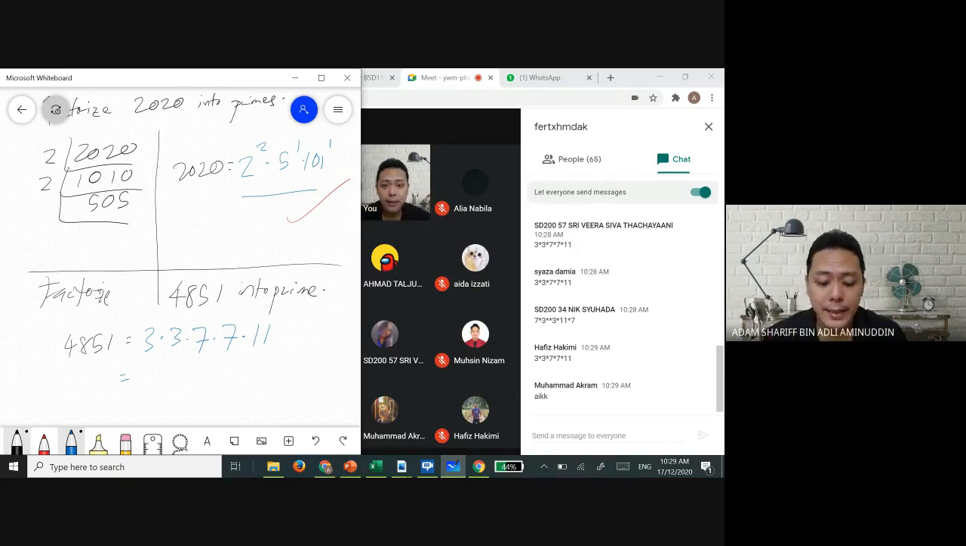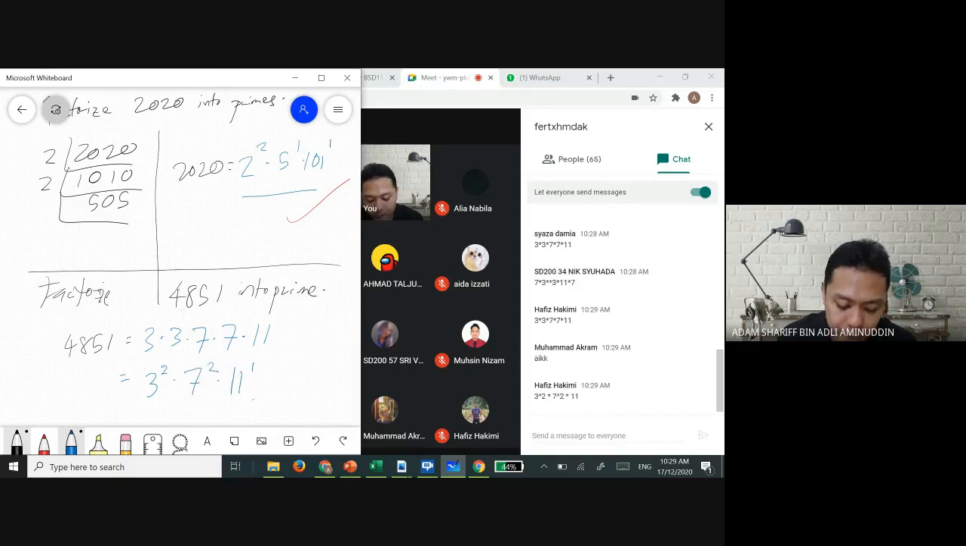I advise you guys again, jangan tinggalkan jawapan dalam bentuk ini, ringkaskan dalam bentuk power, 3 to the power of 2 times 7 to the power of 2 times 11 to the power of 1. Tak salah kalau kamu buat ni, tetapi macam saya ulang lagi sekali, it will be used at another theorem. Kalau kamu letak dalam bentuk power, nanti untuk the next theorem, nanti kamu tak biasa. Practice supaya letak dalam power, sama je, senang je sebenarnya. Lebih pendek, lebih ringkas dan boleh digunakan untuk teorem seterusnya. So, practice untuk letak dalam bentuk power. Okay?